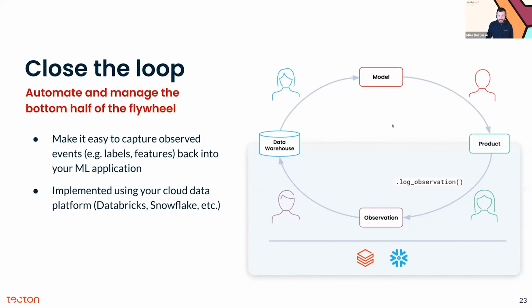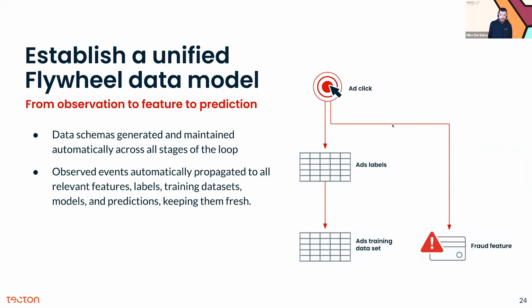Second is really having a unified data model throughout the whole ML flywheel. So what we want to have is, the user takes some action on the website. They click on the recommendation, let's say, or they click on the ad, and then we want that to update all of the relevant data sets within the flywheel pretty quickly.